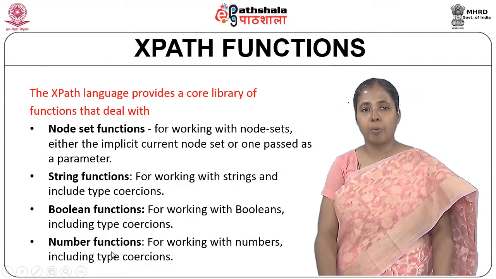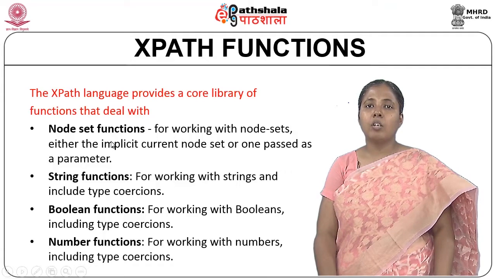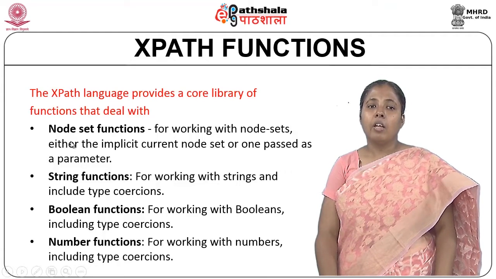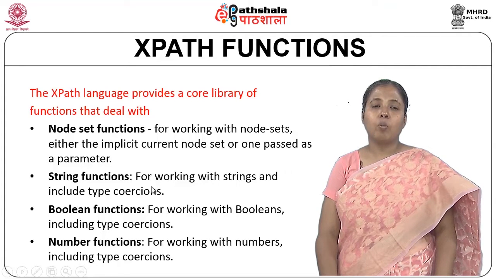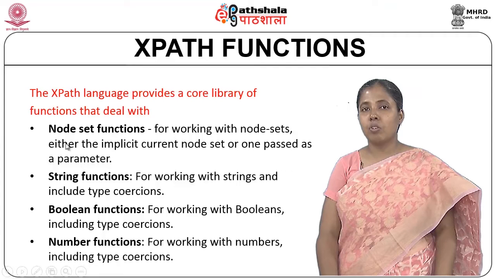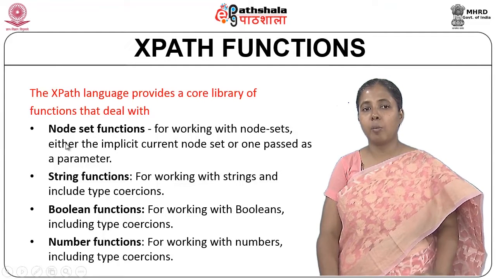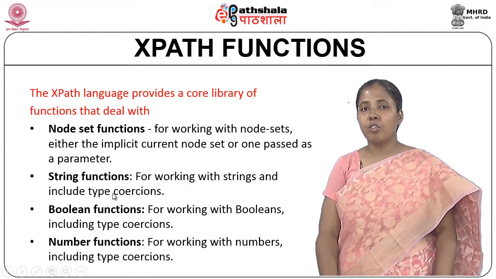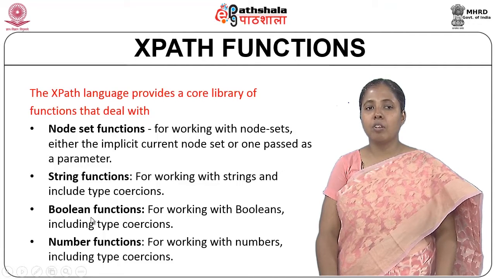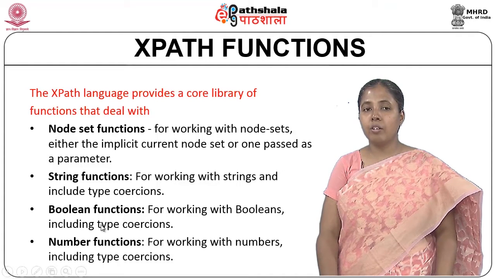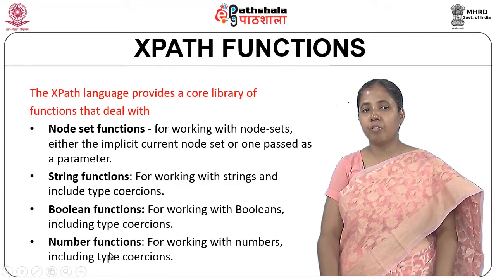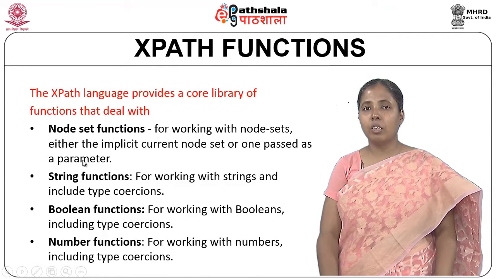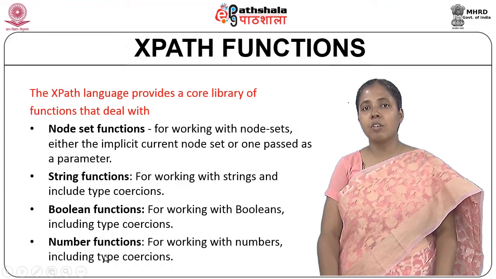These are available in XPath. Now, to work with node sets, either with the implicit current node set or one passed as a parameter, we use different node functions. We will see them in the coming slide. The string functions are for working with strings, to work with booleans we have Boolean functions, and to work with numbers we have number functions. So, these are the predefined functions defined in the core library of XPath.